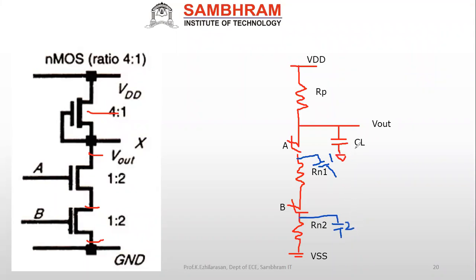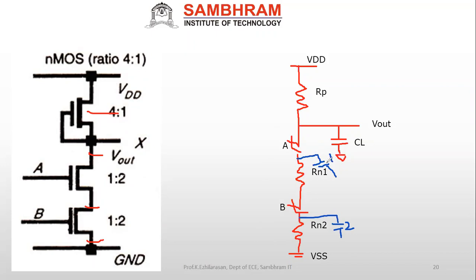This is your CL. Now, when you're operating, you be very clear. This is always on. That is RP, the resistance. It is always on. Now you come back here. There will be a direct path from VDD to VSS if both A and B are 1. If any one input is high, the other one is low.